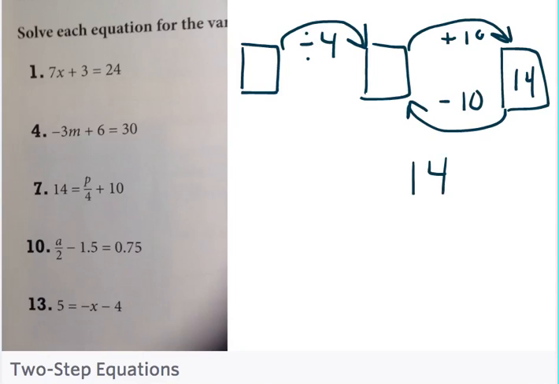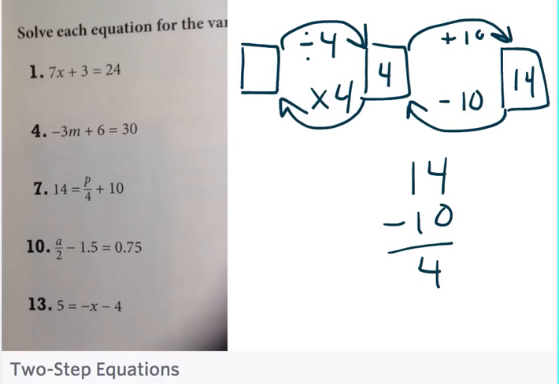So we're going to undo adding 10, we're going to subtract 10. 14 minus 10 is 4. Working backwards, that goes in the middle box, and then we're going to do the opposite of divided by 4. We're going to multiply by 4. 4 times 4 is 16, so P is equal to 16.